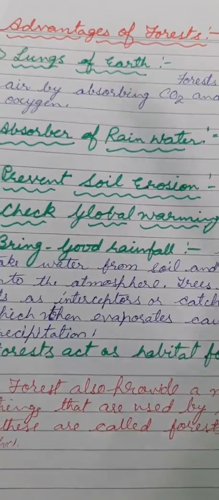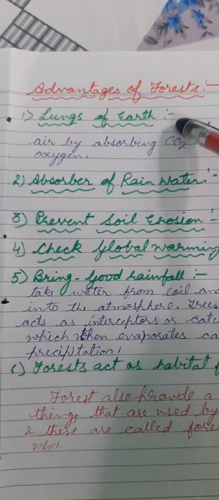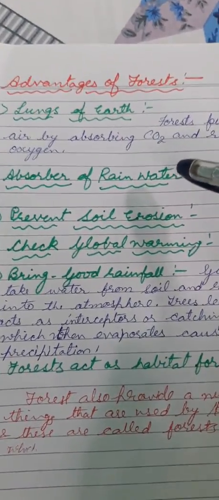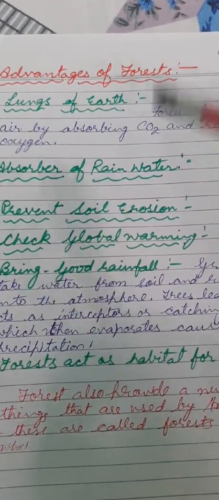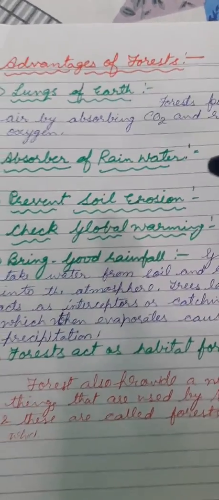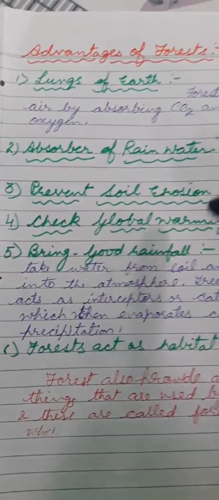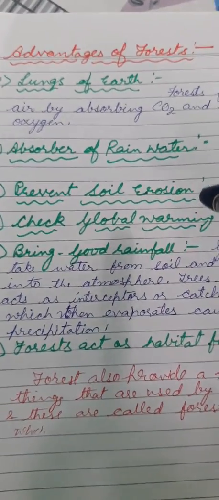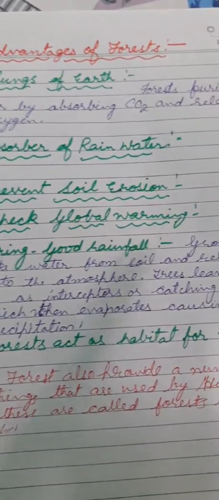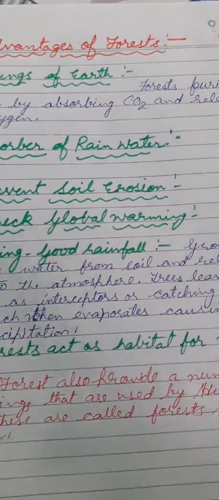So let's have a recap. They act as the lungs of the earth. They act as a natural absorber of rainwater. They prevent soil erosion. They check global warming. They bring good rainfall, and they also act as a habitat for various animals.